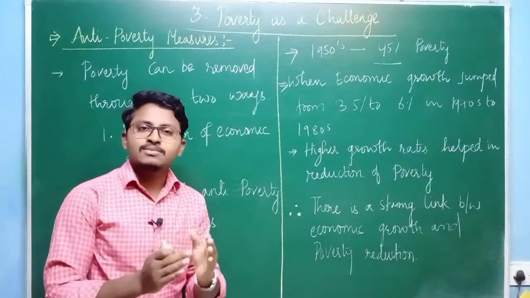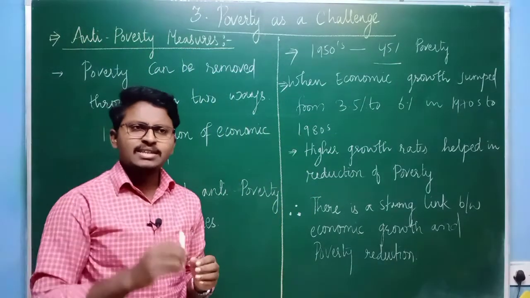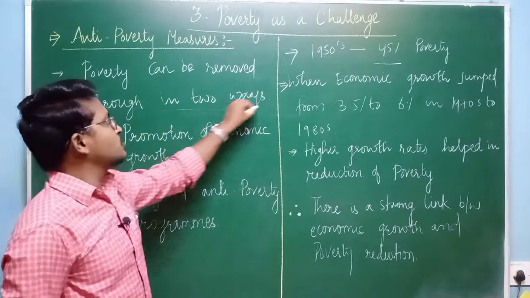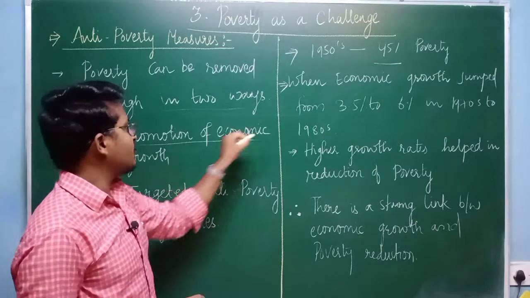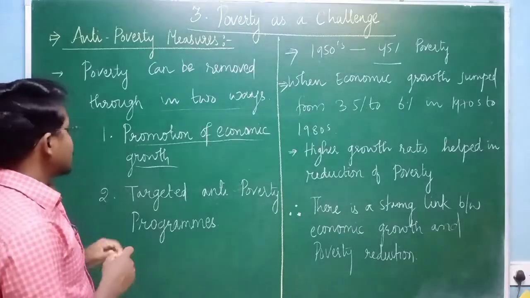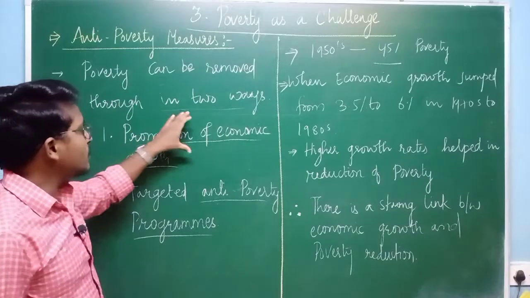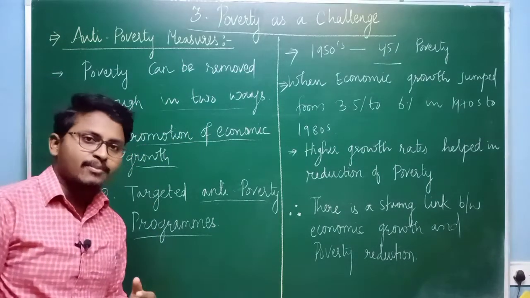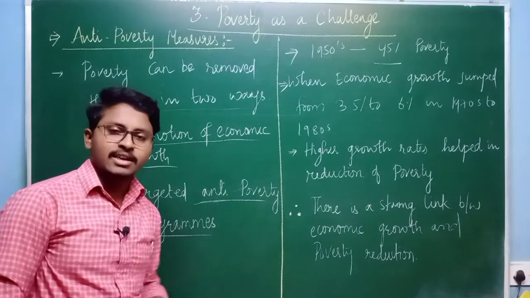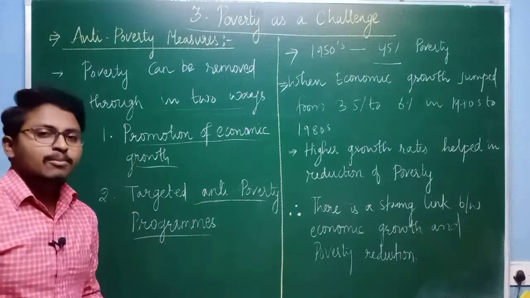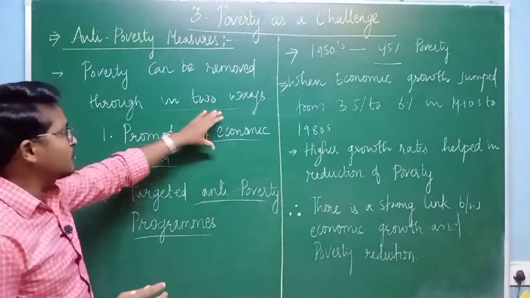That means the programs or the methods which can be followed in order to remove this poverty. So basically there are mainly two ways through which the government has tried to remove this poverty. One is the promotion of economic growth, and the second one is targeted anti-poverty programs. First we will see how the promotion, or you can say development, of economic growth has helped in reduction of poverty. Then we will discuss some of the schemes started by the government in removing this poverty, which we also call anti-poverty programs. So first let us discuss economic growth.